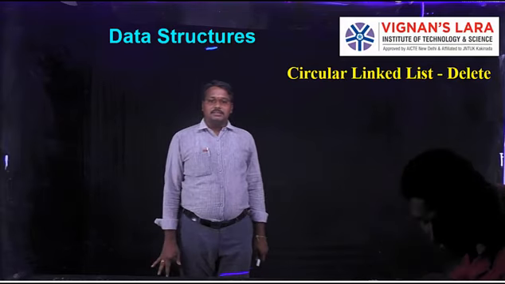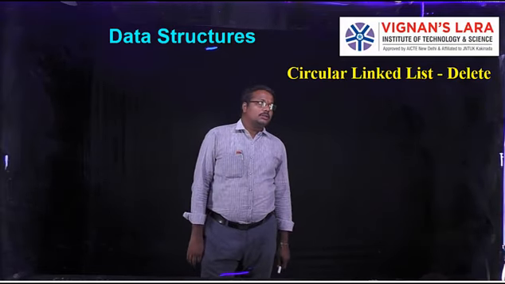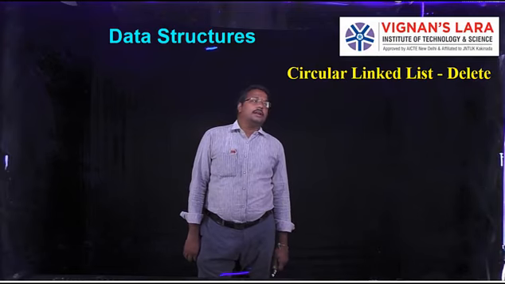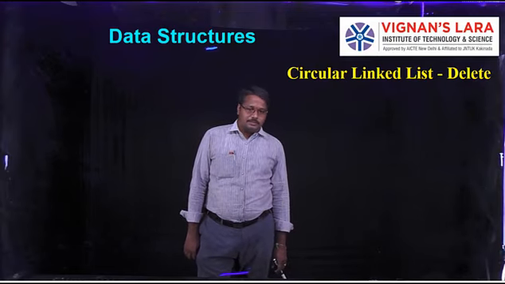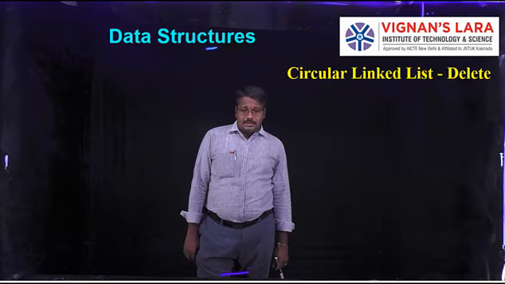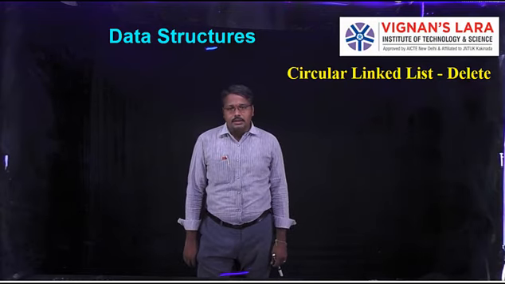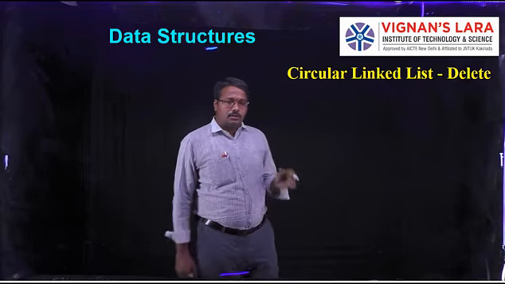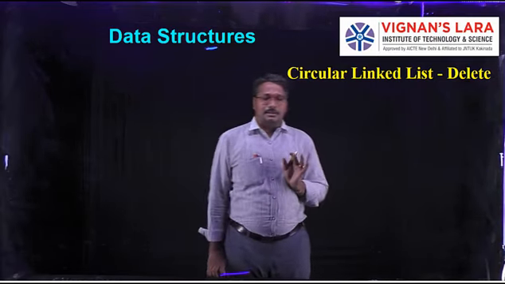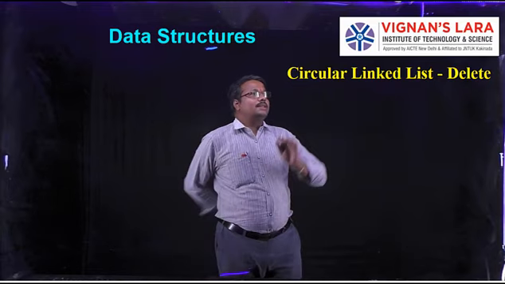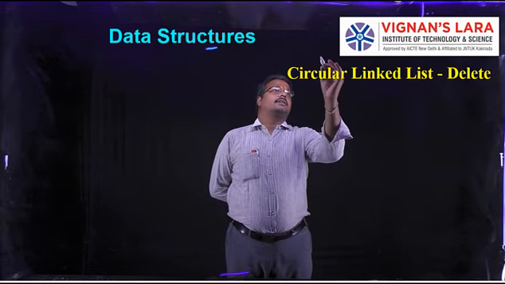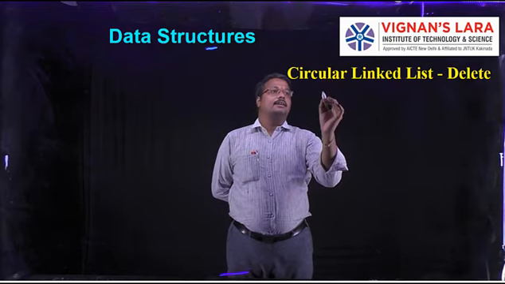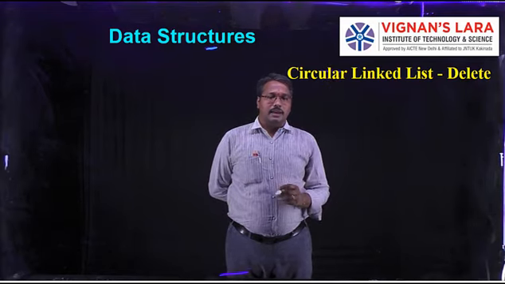In the earlier session, we discussed circular linked list. There I explained the operations by considering a circular single linked list. Right now I am going to explain circular double linked list. First, how does a circular double linked list look like?